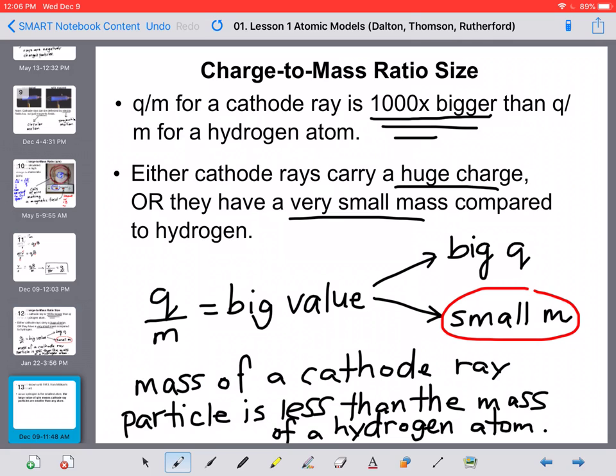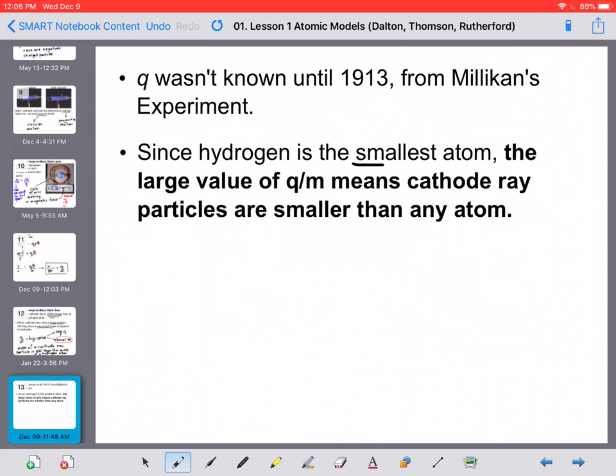And so, this is the important part. If that's true, since hydrogen is the smallest atom, then cathode ray particles are smaller than a hydrogen atom, and therefore they're smaller than any atom.